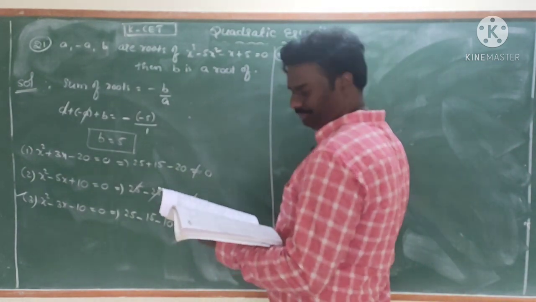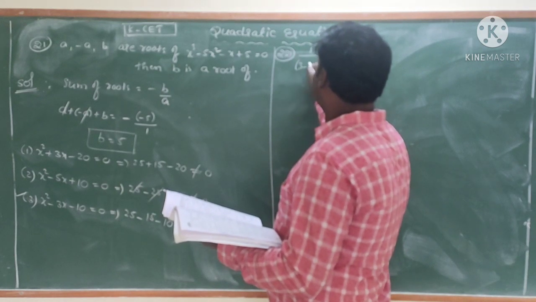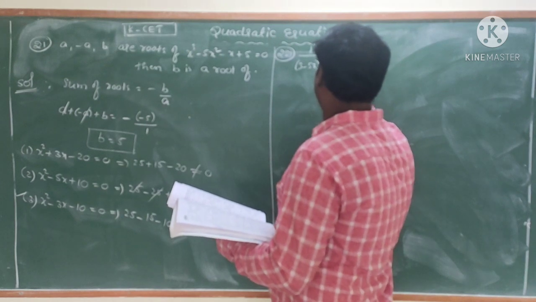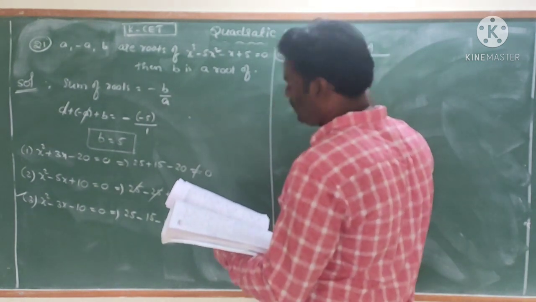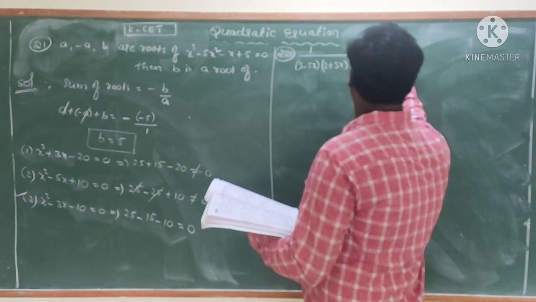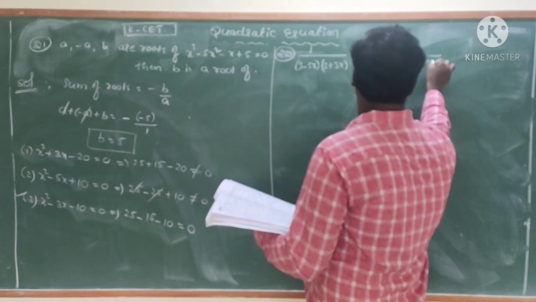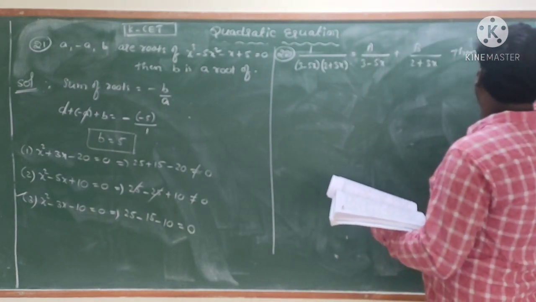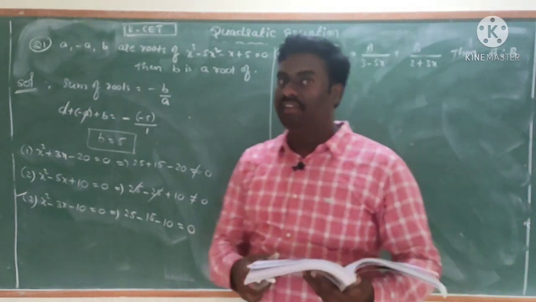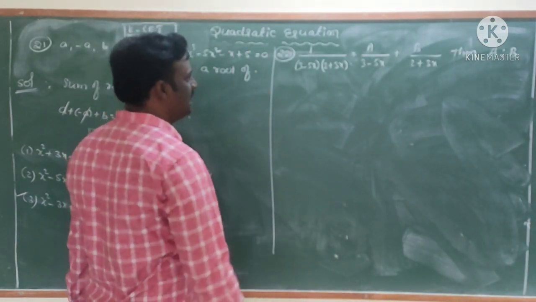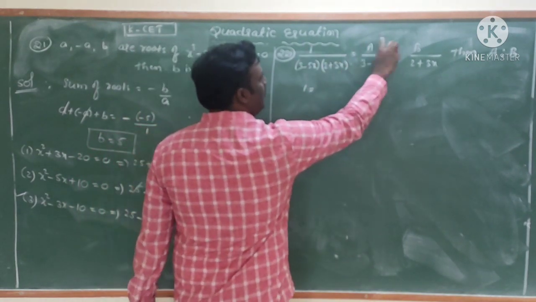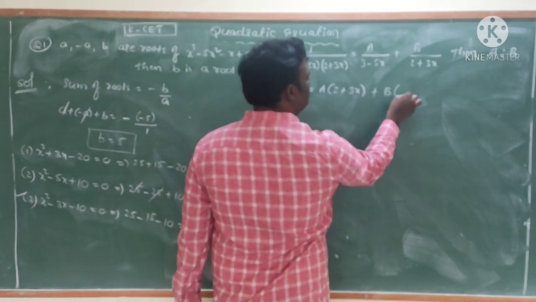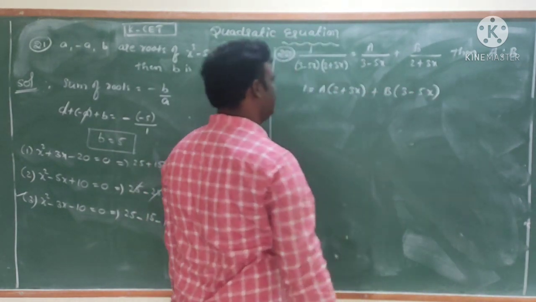If 1 by 3 minus 5x into, this question was asked in KSET 2010, equals a by 3 minus 5x plus b by 2 plus 3x. Then we need to find the ratio of a and b, that is A is to B. If you take the LCM, then 1 is equal to A into 2 plus 3x plus B into 3 minus 5x.